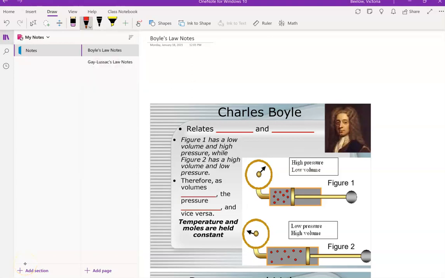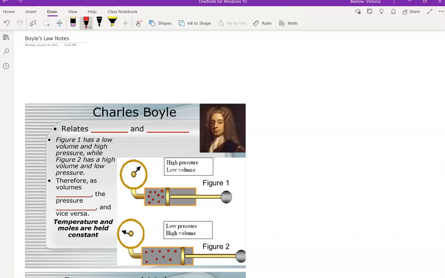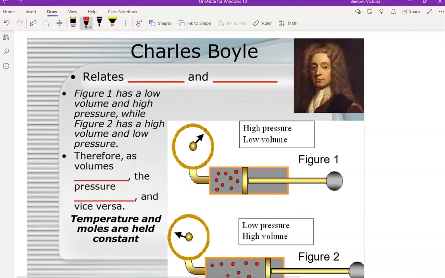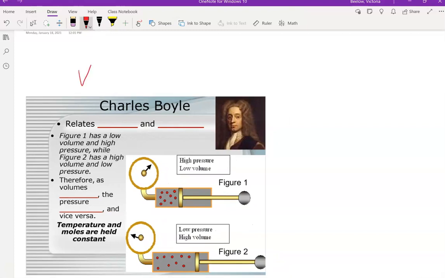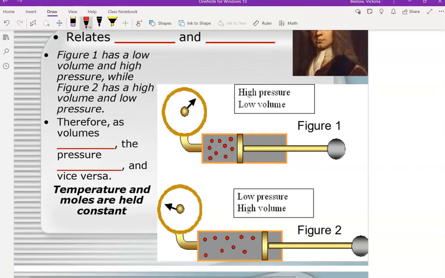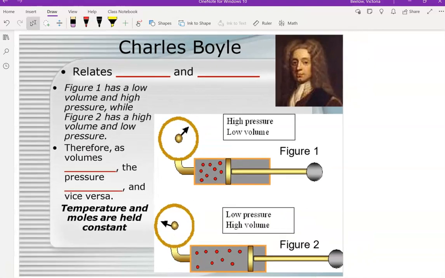In this video, I'm going to be going over the Boyle's Law notes. So with gas laws, we've been talking about three main variables: volume, pressure, and temperature. And we're looking at, if we keep one of these variables the same, what is the relationship between the other two variables? So with Boyle's law here, this is the relationship between pressure and volume.